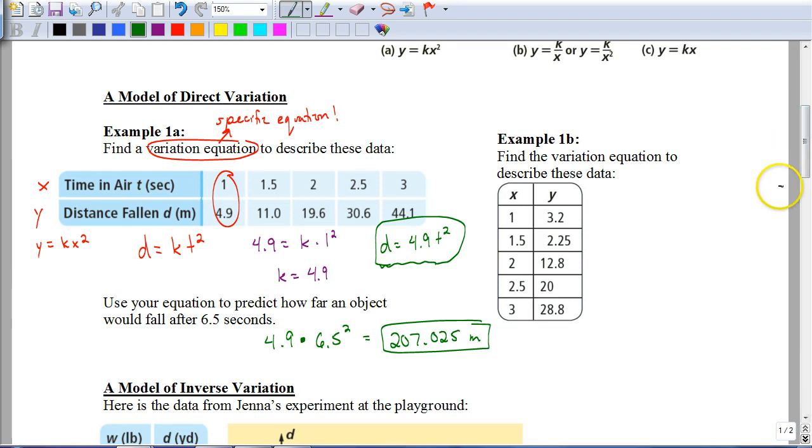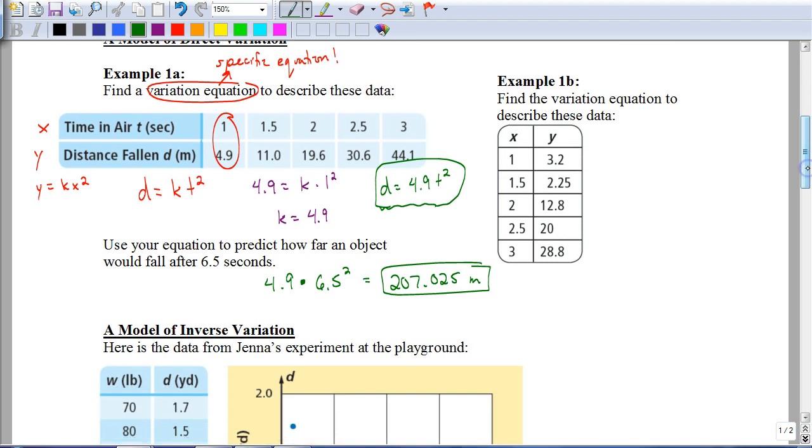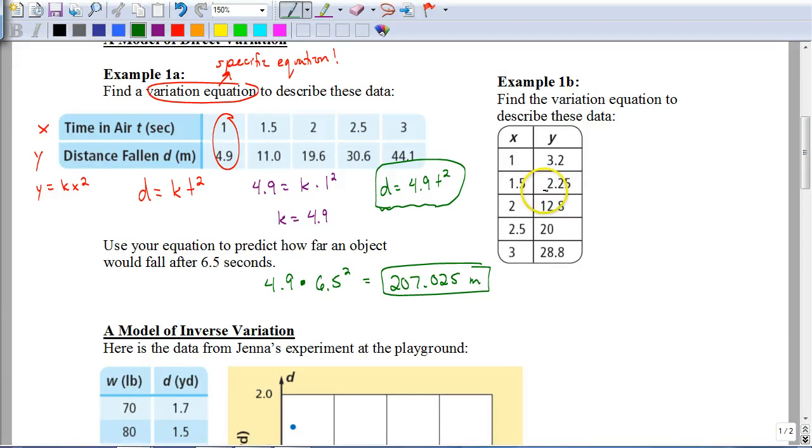Let's look at the next one. Now with this next one, I'm going to show you how to do it without your graphing calculator, and we'll verify it maybe with our graphing calculator. But to do this, we're going to start out by looking at one of our values for x. I'm going to start out with the 1. And actually, before we even do that, we want to check to see, is this an example of direct variation or inverse variation?